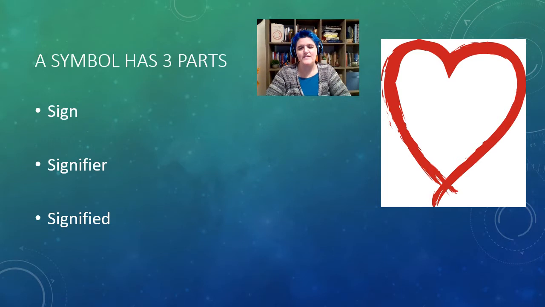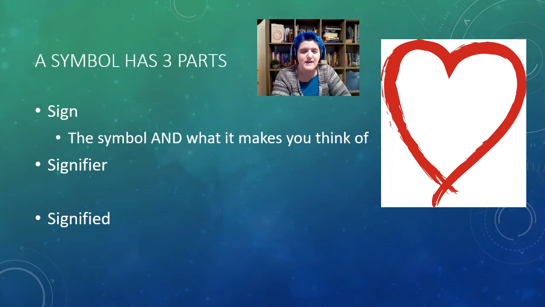Now, symbols have different parts to them. And in semiotics, we say that there are three different major parts: the sign, the signifier, and the signified. The sign is the symbol and the thing it makes you think of. So in this case, the shape of a heart and the idea of love, perhaps.